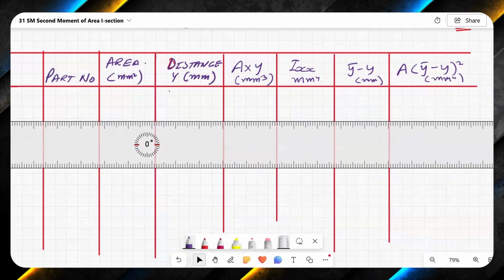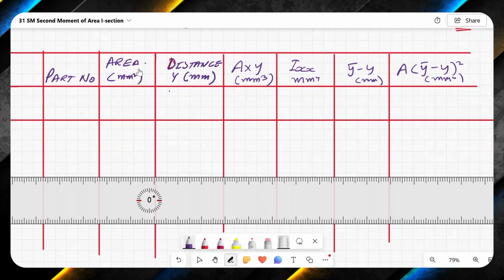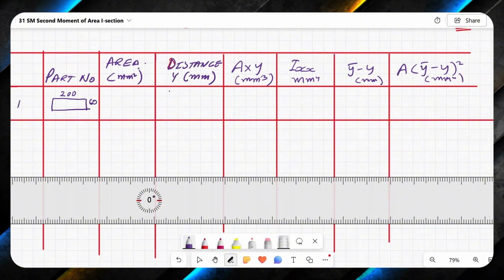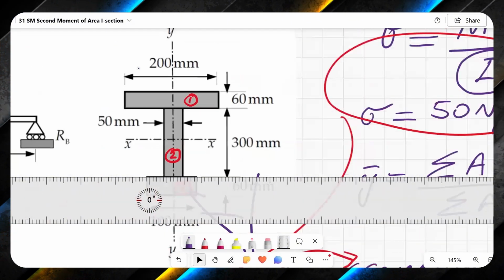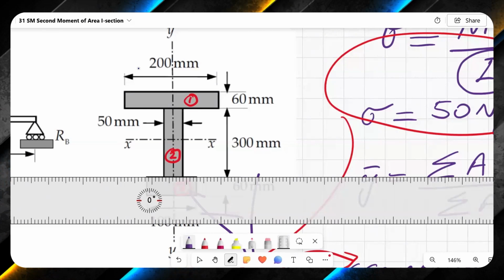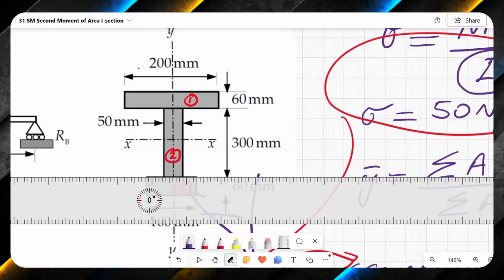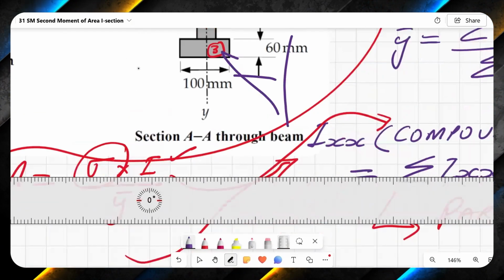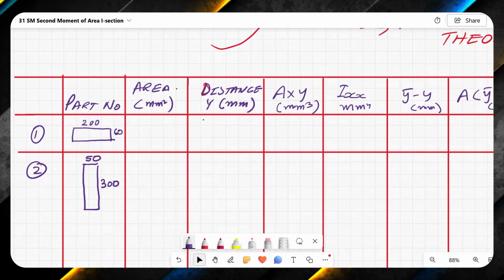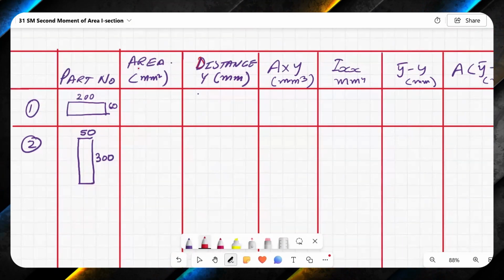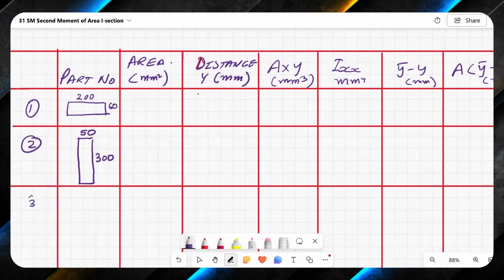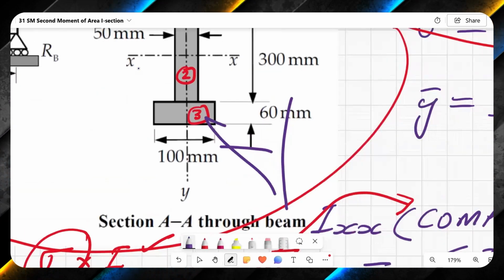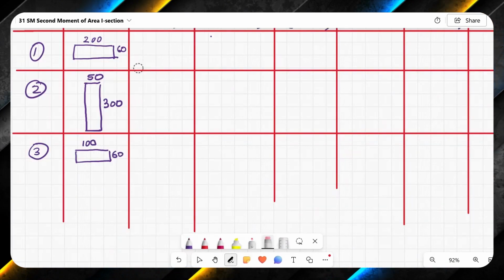Now I will write the part numbers, and I will draw a line as well over here. So first part is 200 by 60. This is part number 1. Part number 1 is over here. It is this part, the top one. Part number 1 is 200 by 60 and part number 2 is 300 by 50. Let me write that down. 300 by 50, and then I will draw a line over here again. Third part is the bottom one, and bottom one is this one. It is 60 by 100, and then I will draw another line over here.